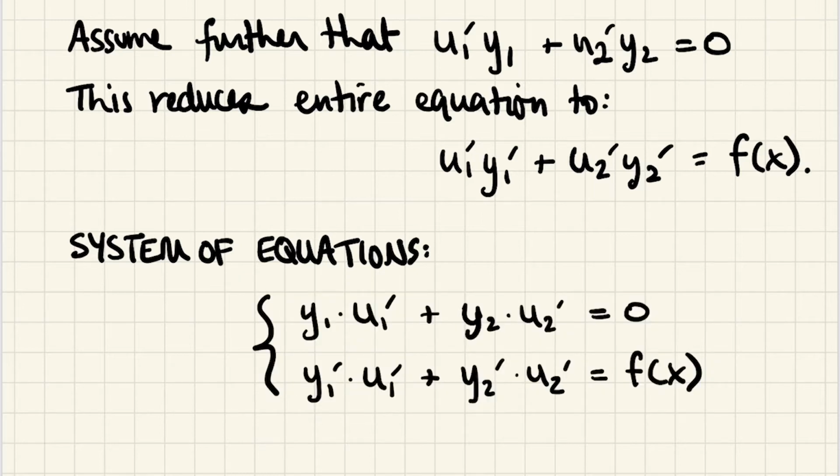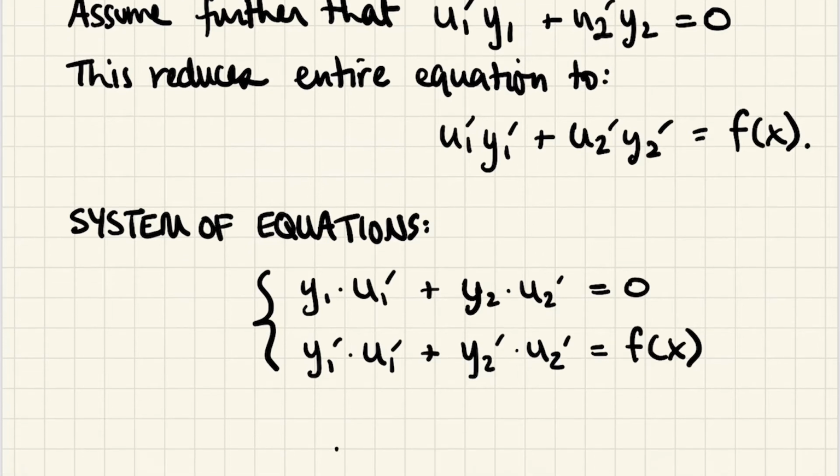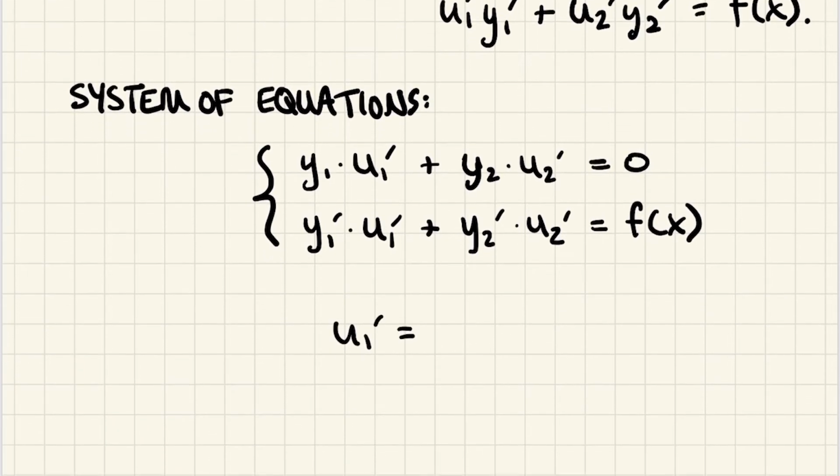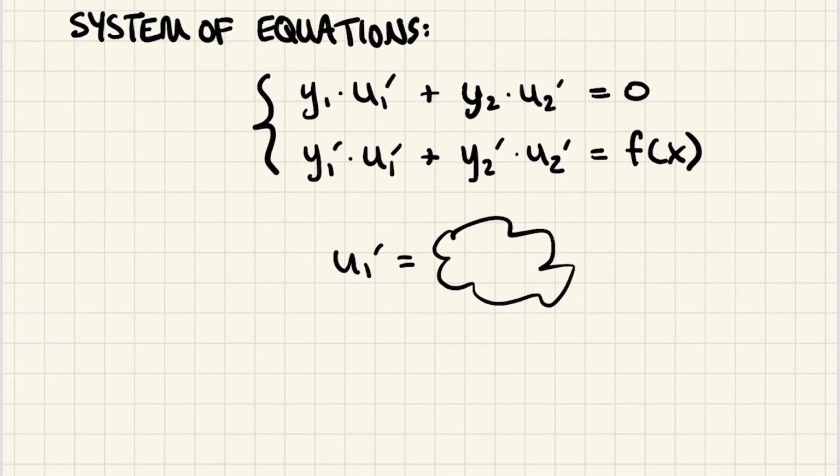Currently, the unknowns are u1 prime and u2 prime, and they just have coefficients of y1 and y2 and y1 prime and y2 prime. Now, you can solve this equation on your own if you like, using any technique that you know to solve a system of linear equations, and you would get u1 prime as some expression involving y1 and y2, and you get u2 prime equal to some expression involving y1 and y2.